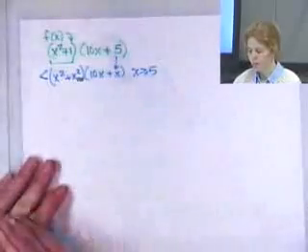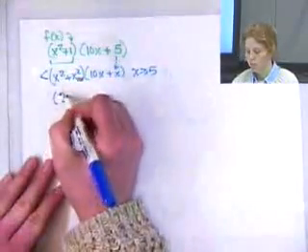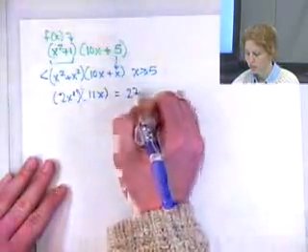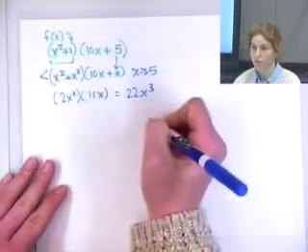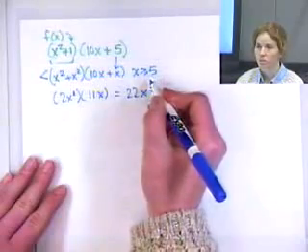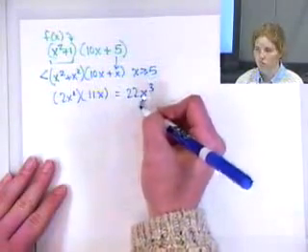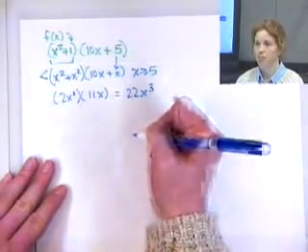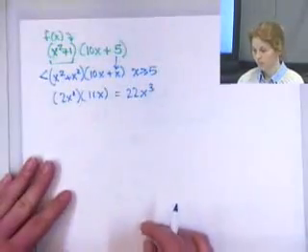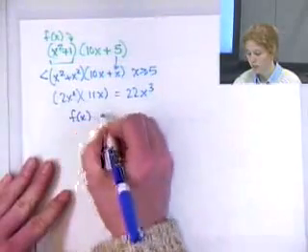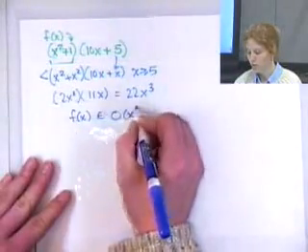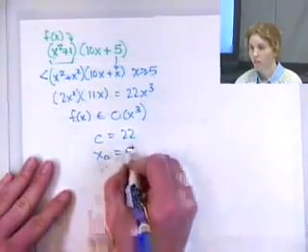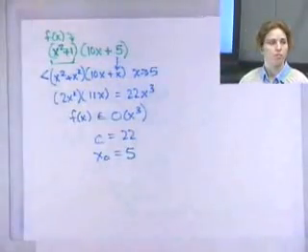So f of x is less than this, and that gives me 2x squared plus 11x. That's less than or equal to 22x cubed. So I have a different constant but a different start value. It doesn't matter what you have as long as you know the pair that goes together, a start value and a constant. So here again, I've just proved f of x is in big O of x cubed, but here my constant is 22, my start value is 5.